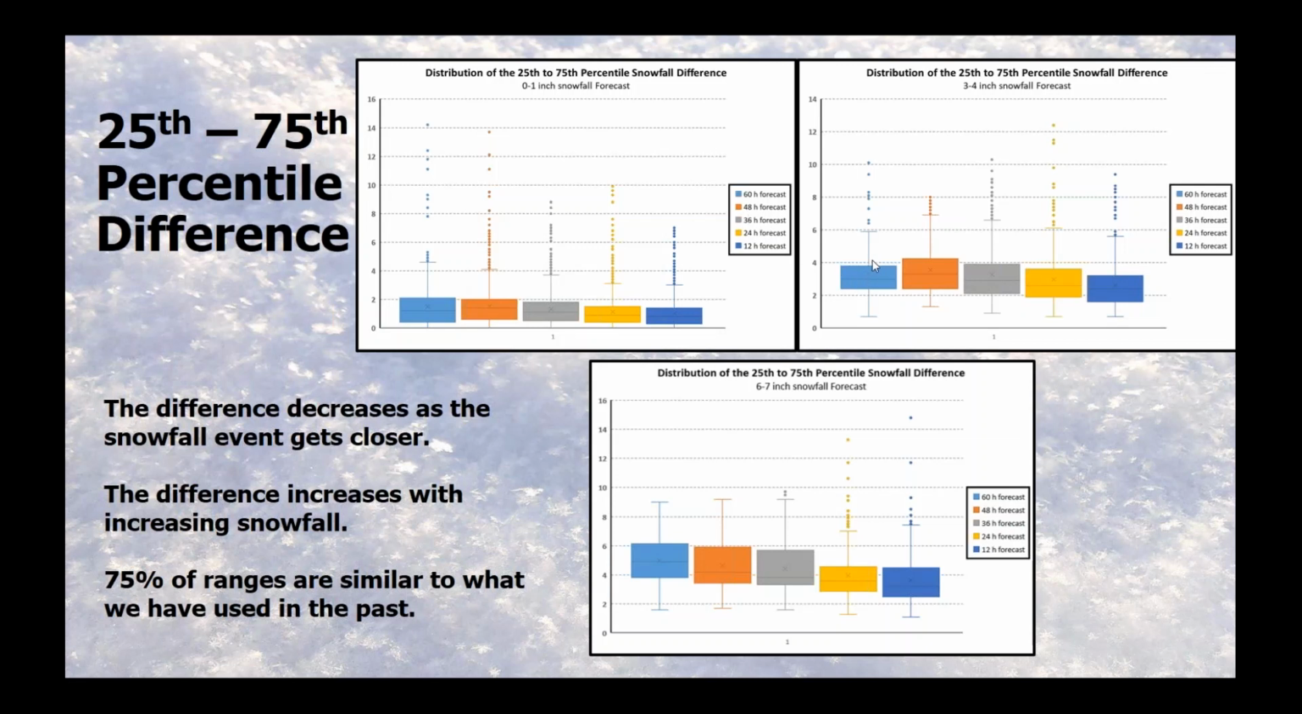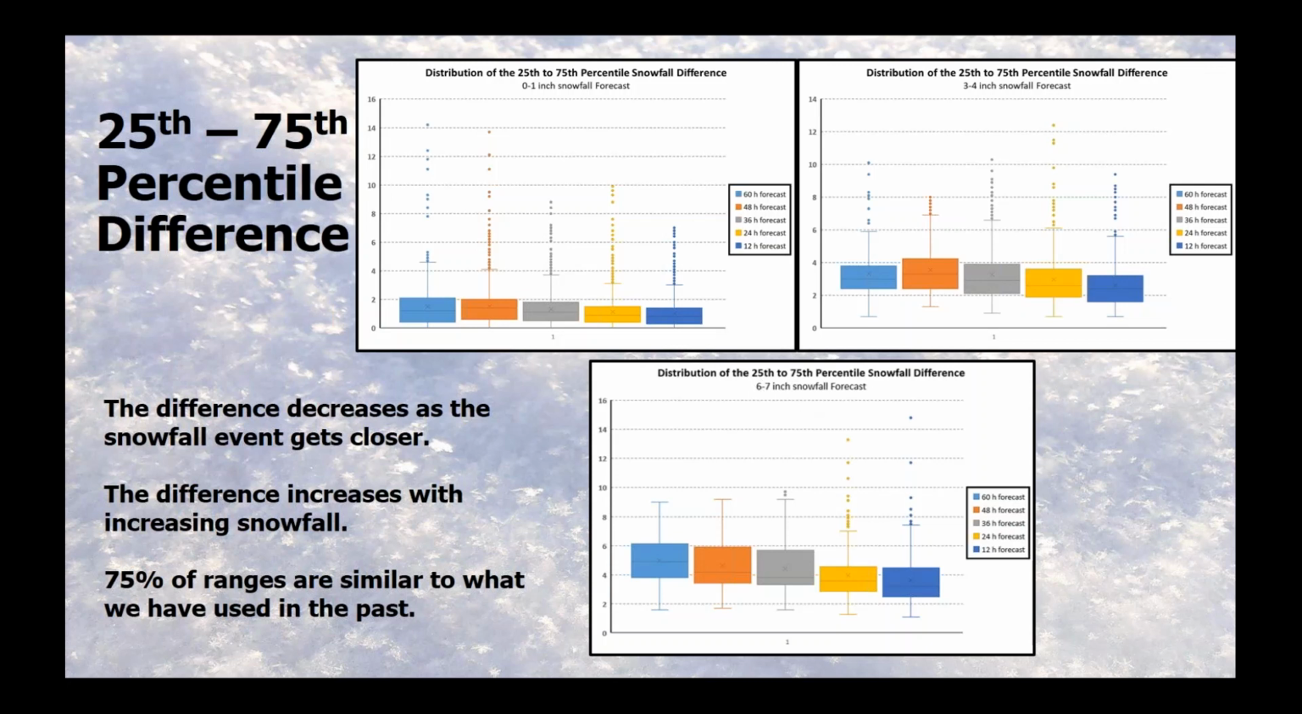If we look at a deterministic forecast of 3 to 4 inches, you can see the ranges again are pretty close to what we normally use, right around 4 inches at the fifth period, dropping down to around a 3-inch range by the first period. And you see the same thing for a 6 to 7 inch deterministic forecast.